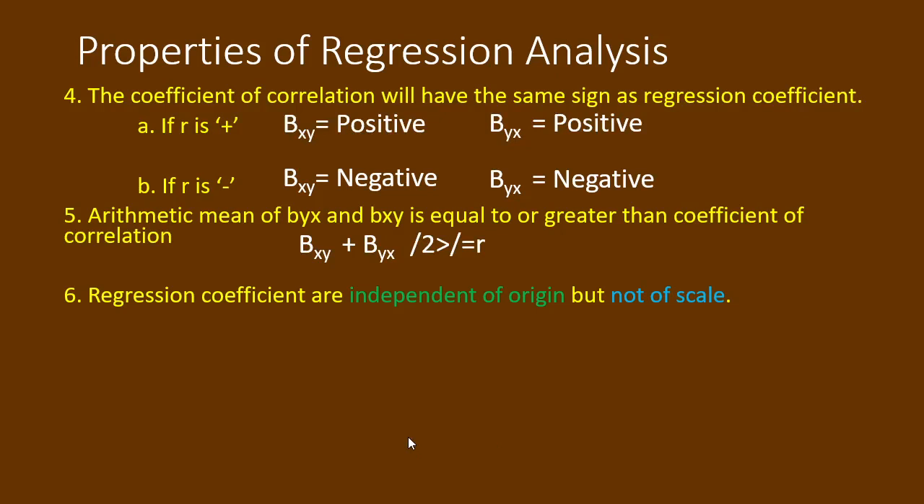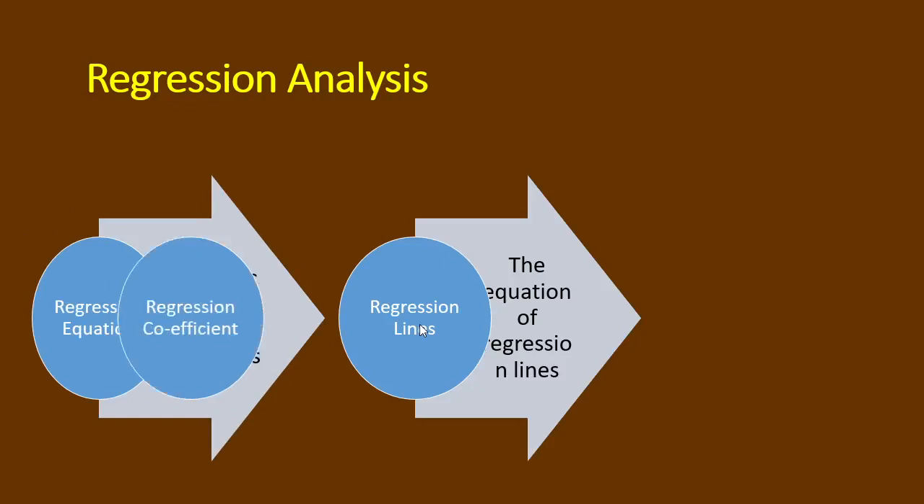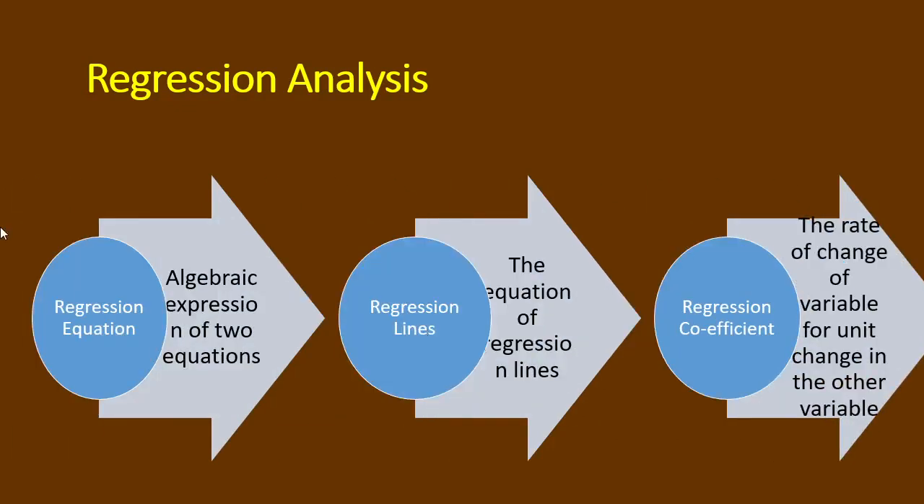So these 7 are the properties of regression analysis that you should remember. And the next thing, a regression analysis can be expressed in 3 different forms. So regression equation, regression lines, and regression coefficient.